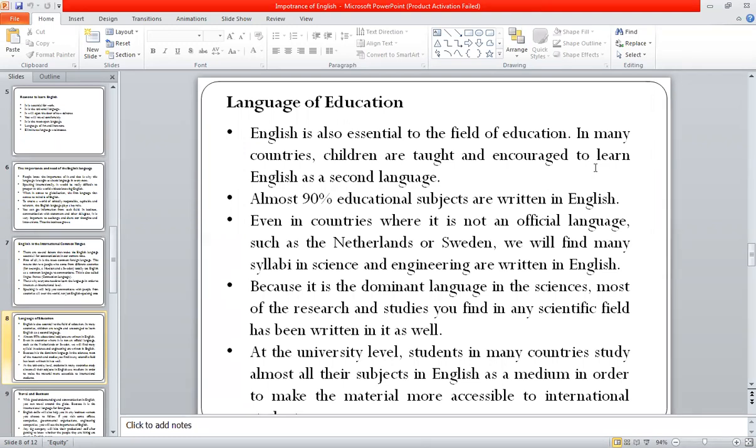Many of the electrical subjects are there: basic electrical engineering, basic electronic engineering. These are some of the electrical subjects. They have almost 100% of their syllabus in English, and we have accepted that system from our independence itself. After independence, after the formation of the government, we have accepted that system of education.